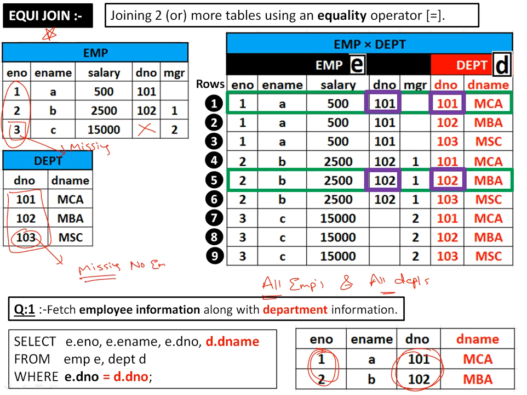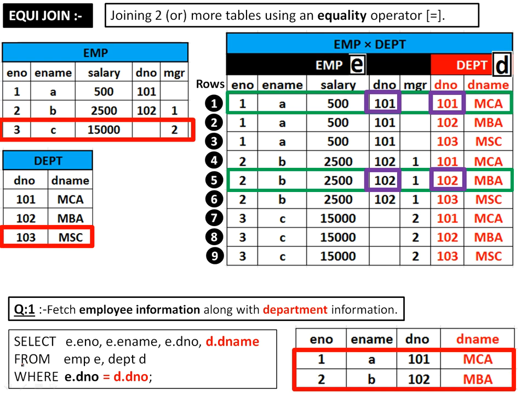So now you have to understand one point, that there are 2 types of employees: working employees and free employees. Similarly, there are 2 types of departments: departments having employees, and departments that don't have employees. So in case of equi-join, you won't get free employees and you won't get free departments. You will get only working employees and departments having employees.